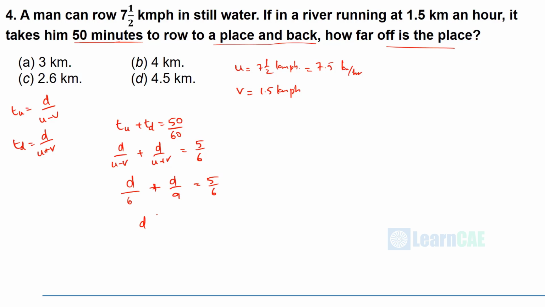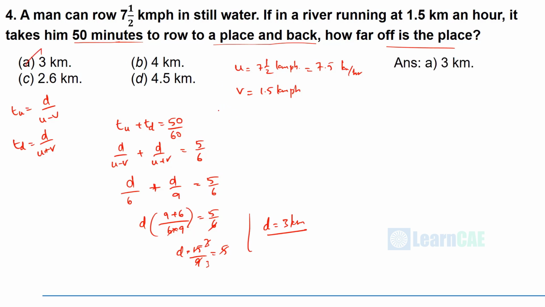D into 6 into 9, 9 plus 6, is equal to 5 by 6. We can cancel 6 on either side. So D into 15 by 9 is equal to 5. This will be 3 times and this will be 3. So D is equal to 3 km. The answer is A, 3 km.